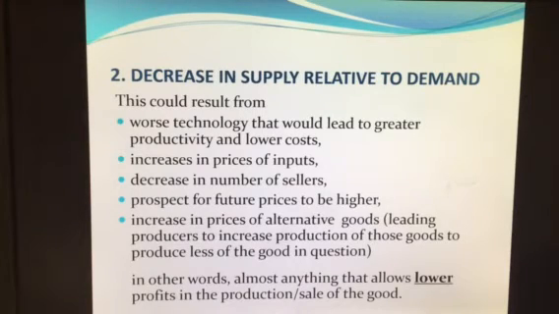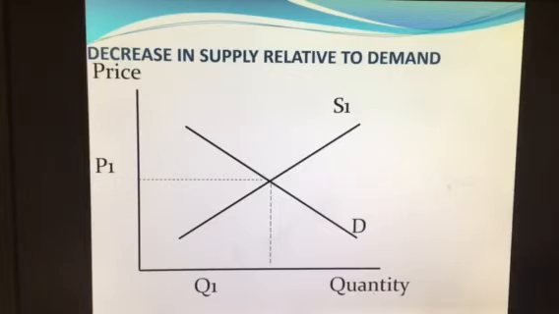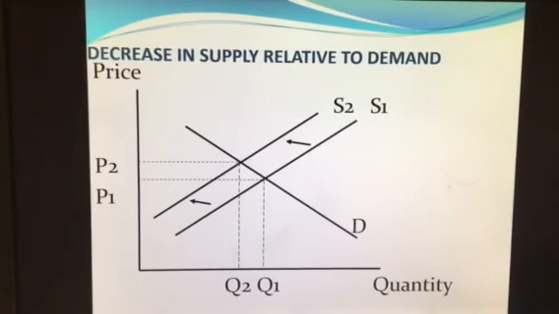Bottom line, a decrease in supply relative to demand will result from anything that allows lower profits in the production and sale of the good. And that's going to be depicted by a leftward shift in the supply curve. As you see here, starting from S1, our original supply curve, a leftward shift results in a higher equilibrium price, P2, and a lower equilibrium quantity, Q2.